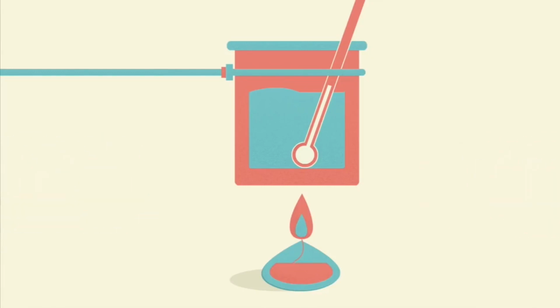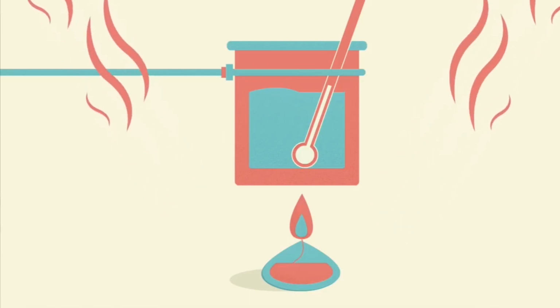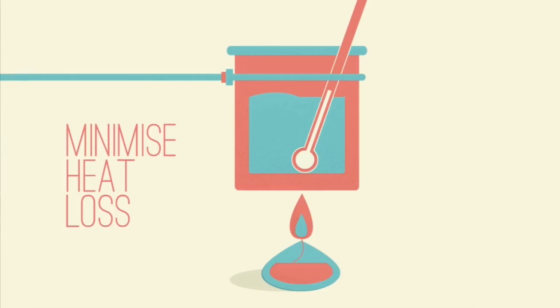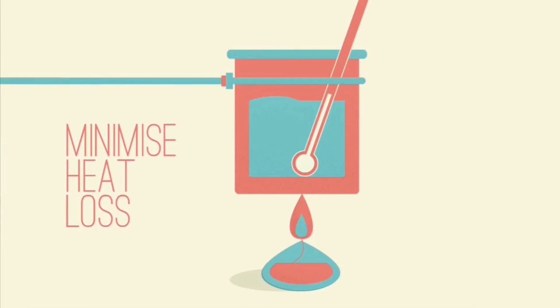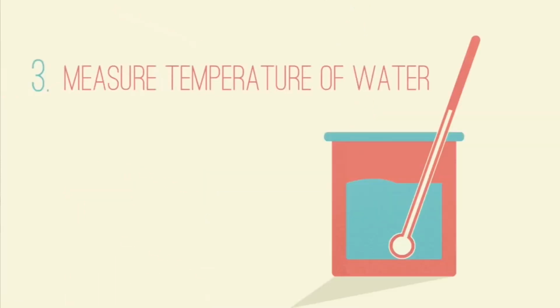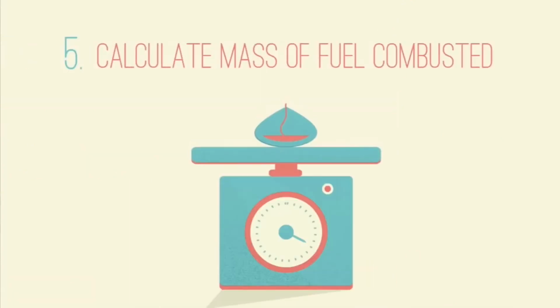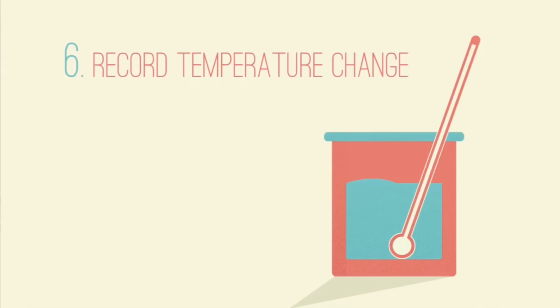The answer is that in this sort of experiment, a lot of the heat is transferred to the surroundings, so you need to minimise this by either placing the spirit burner as close to the calorimeter as possible, or you could reduce this by insulating the sides and adding a lid. 3. You'd measure the starting temperature of the cold water. 4. You'd use the spirit burner to heat the water for a fixed amount of time. 5. Record the mass of the burner afterwards so that you could calculate the mass of the fuel combusted. And finally 6. Record the temperature change of the water caused by the heating.